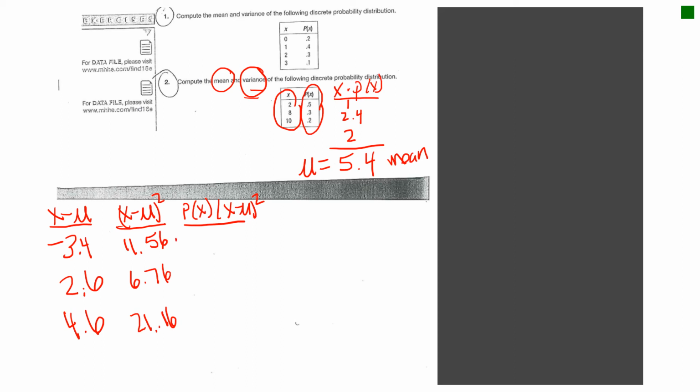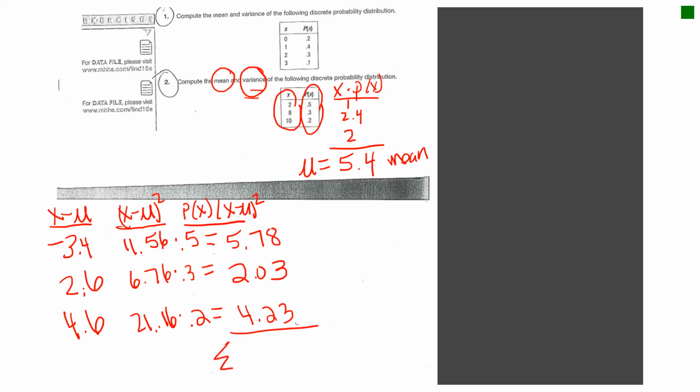So it's going to be 11.56 multiplied by 0.5, and that's going to give us about 5.78. I'm just going to round these out to 2 decimals. 6.76 multiplied by 0.3 is going to give us about 2.03. 21.16 multiplied by 0.2 is going to give us about 4.23. Okay, once you've multiplied those out, I'm then going to add up this column, and I get about 12.04. So that's our sigma squared, or that's also our variance.